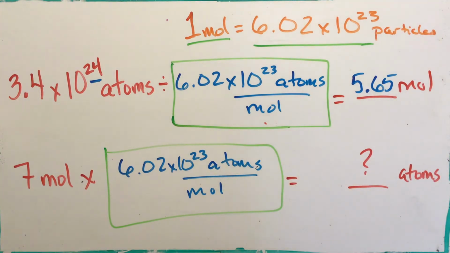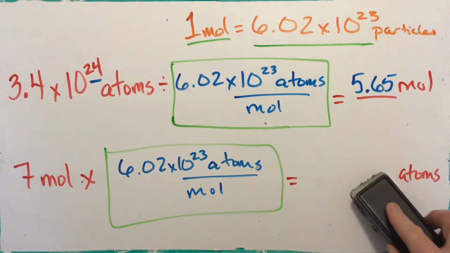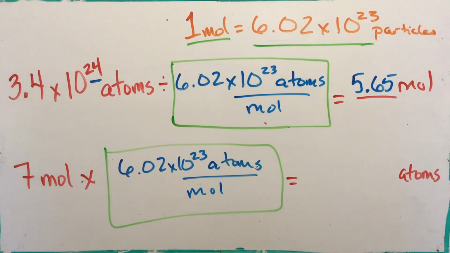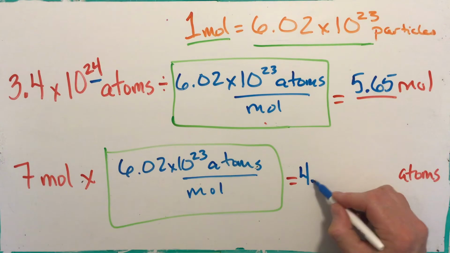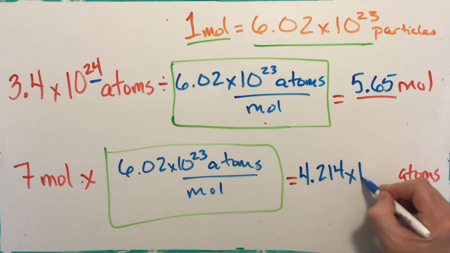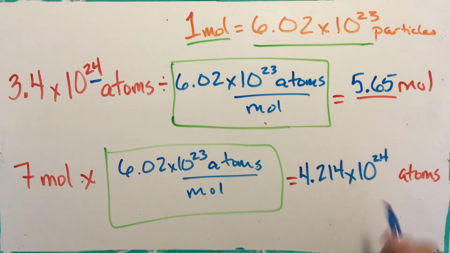And it equals, and again, you may or may not have to use the brackets. I'm just using my calculator here. So the answer to this one is going to be 4.214 times 10 to the 24 atoms. So this is the answer you've got to get on your calculator to know you're doing it right. All right. Does that make sense?